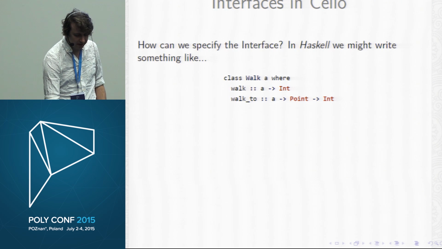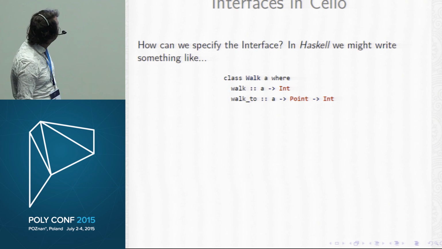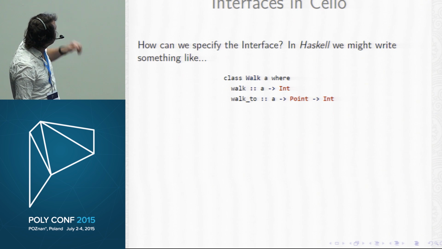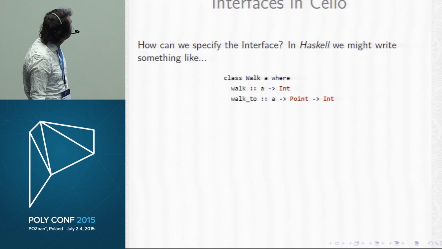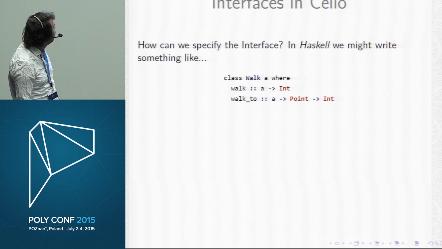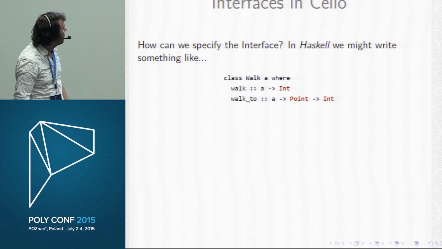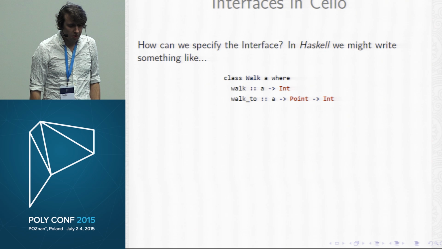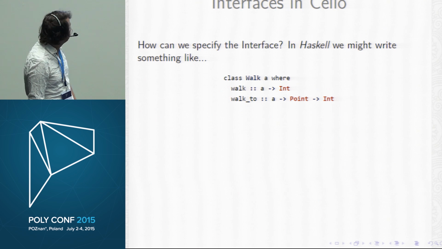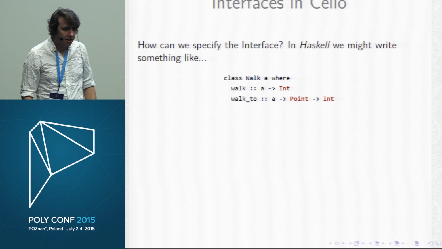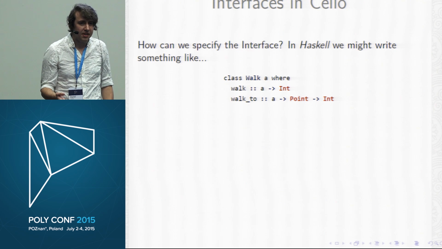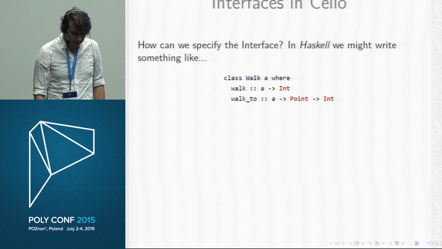So we have these interfaces. In Haskell, you write an interface a bit like this. You say class Walk A, where walk is a function which takes an A and produces an integer. And there's some other function. This is just a toy example. Walk2 is a function that takes an A and a point and produces an integer.